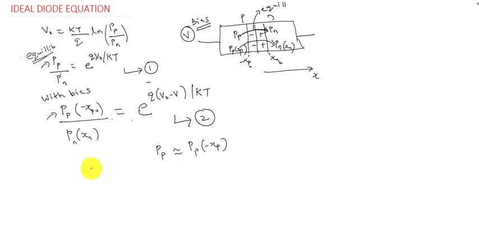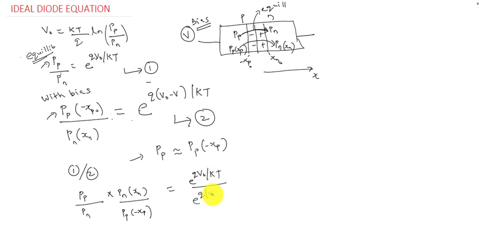And if we divide equation 1 with 2, with the assumption Pp is equal to Pp of minus Xp, on dividing 1 with 2 we can say Pp by Pn into Pn of Xn by Pp of minus Xp is equal to the right side, e raised to qV0 by kT divided by e raised to q(V0 minus V) by kT. So this is 1 by 2.